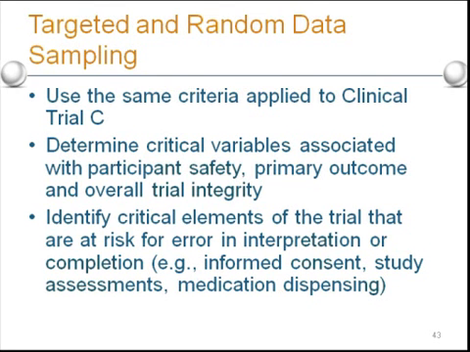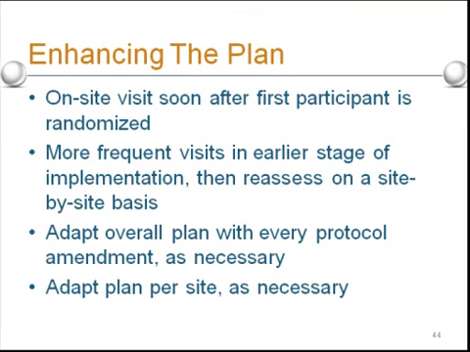We're going to look for critical elements also that are at risk for errors in interpretation. Site staff may be interpreting a question a certain way, or a participant may be answering what they believe is the correct question being asked, and it could in fact be very different from the intent of the question or the trial. We also would look at processes like informed consent, these lengthy study assessments, or medication dispensing. So we'd start off critically identifying those elements.